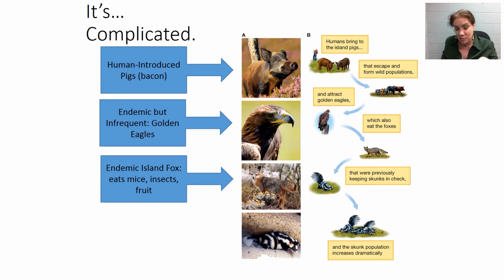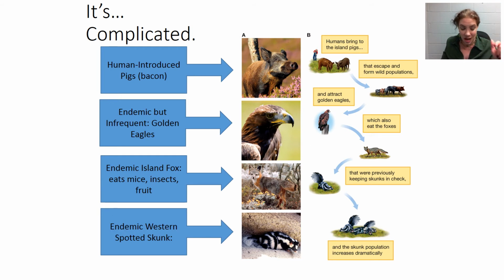So the eagles ate the pigs. When they ran out of pigs, they continued eating the foxes. Since their population had gotten really big, the now oversized eagle group ate all the foxes. Unfortunately, the foxes also kept control over the skunk population. And this is the western spotted skunk that is also native to Santa Cruz Island. And since its predator, the fox, is now gone, there were lots and lots of skunks. And they're a pest problem. So because humans brought pigs, they ended up with a bunch of extra skunks. Oops. Unforeseen consequences. Food webs.